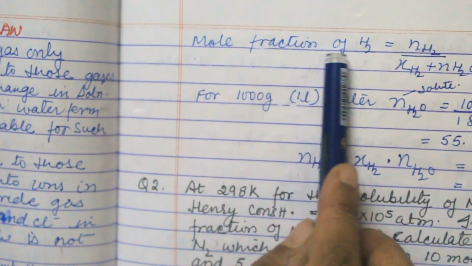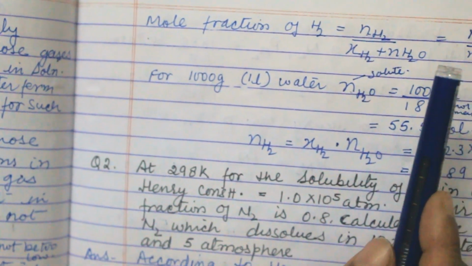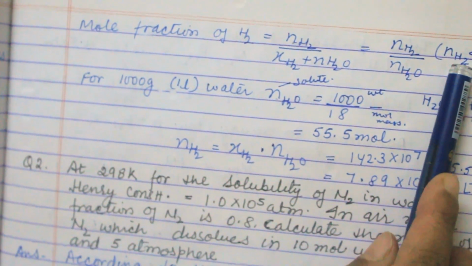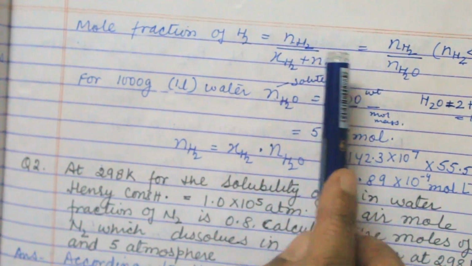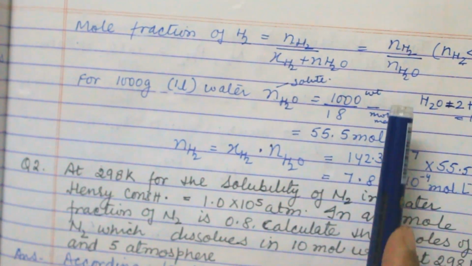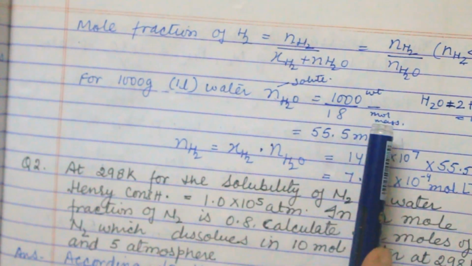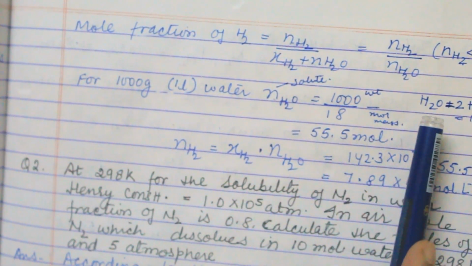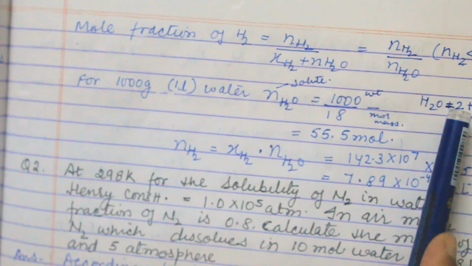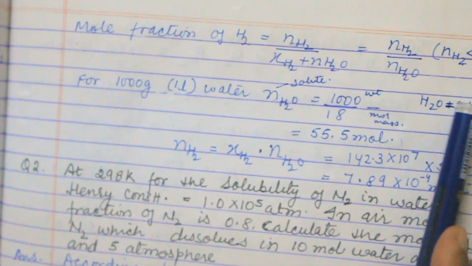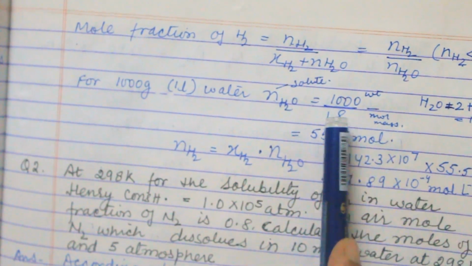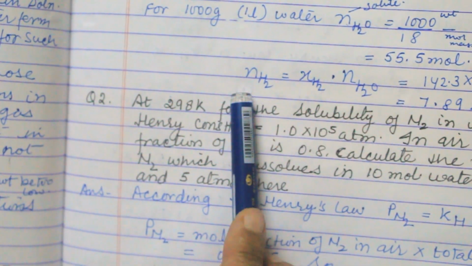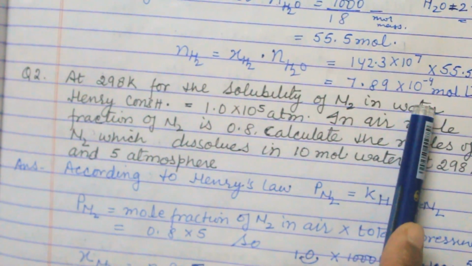Now the mole fraction of H2 is the number of moles of solute H2. In this, the H2 is very small as compared to the water molecules, so we just neglect it and take this thing only. So in 1000 liter of water, we take 1000, and the molar mass, that is the molecular mass of water, is 18, because hydrogen has 2 and oxygen has 16. Altogether, if we sum up, it is 18. When we calculate it, we get this.